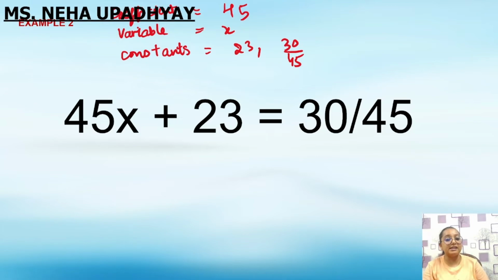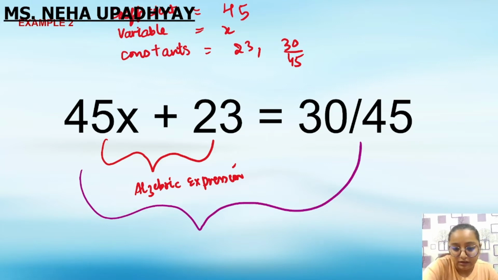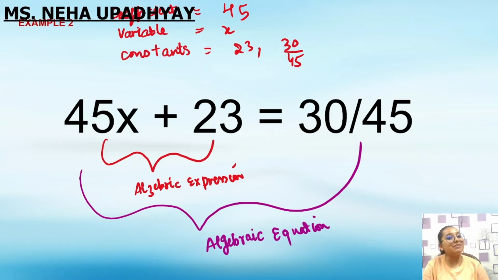Good. Now, what is an algebraic expression? This is your algebraic expression. And now tell me what is your equation. So the equation is this complete one. This is your algebraic equation. So you people are very smart and I hope you have understood this concept very thoroughly. Yes or no? The basics till here are clear to everyone? Yes? Good.